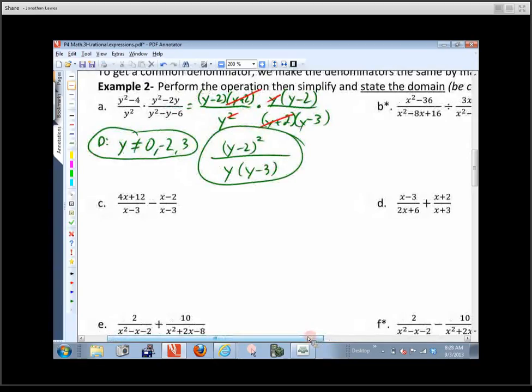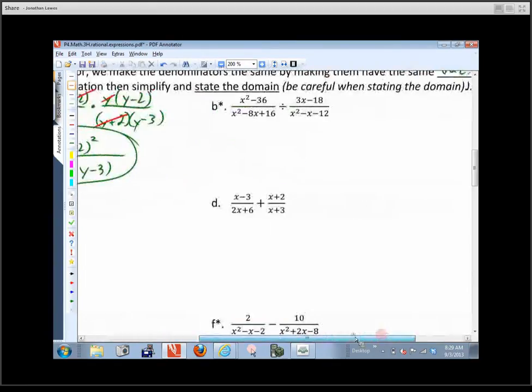Okay, everybody watch, please. See that y right there on the bottom? What number would make that equal to 0? 0. Did we already throw that out? We did. It's always a good idea to check at the end to see if there's anything else you need to throw out. And the y minus 3. I can't plug in a 3. I've already thrown that out, right? Okay, let's take a look at the next one because this one's kind of interesting.